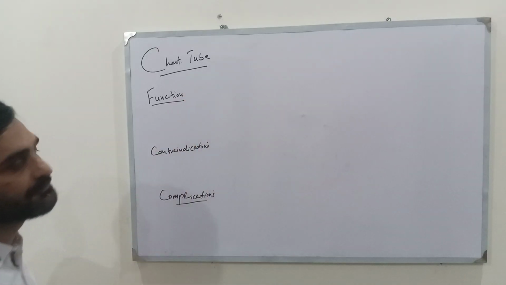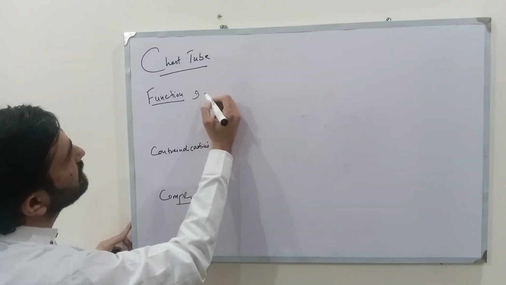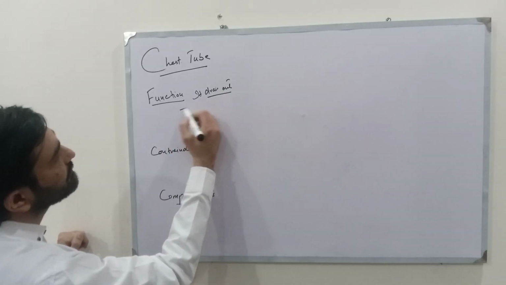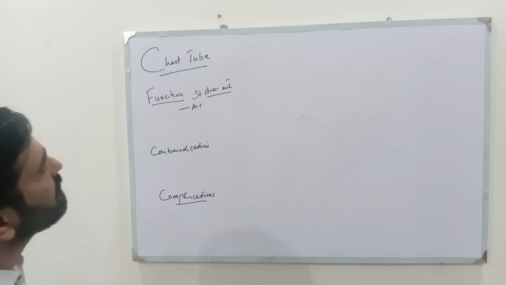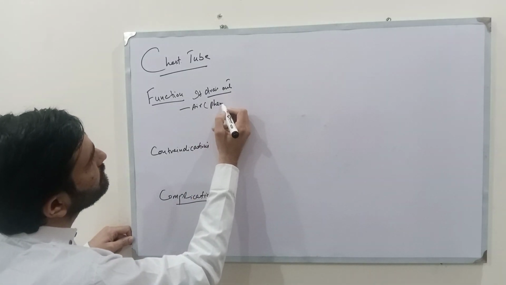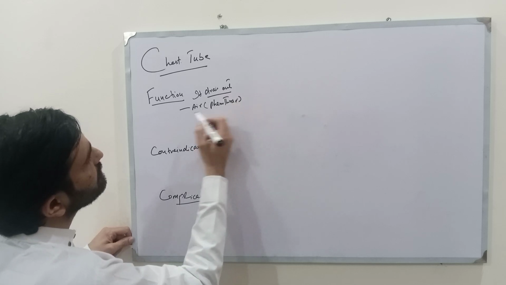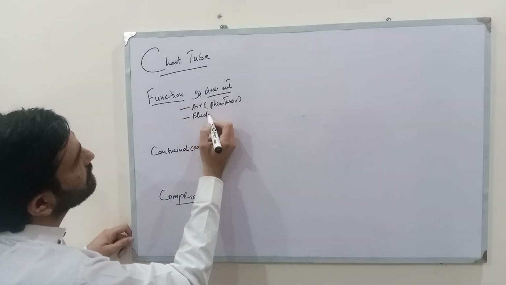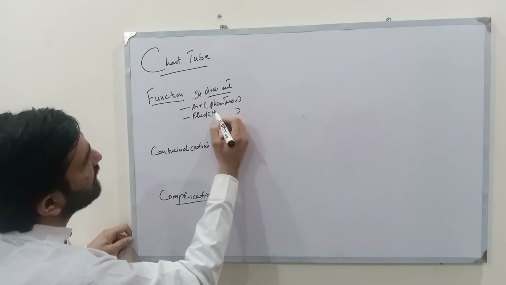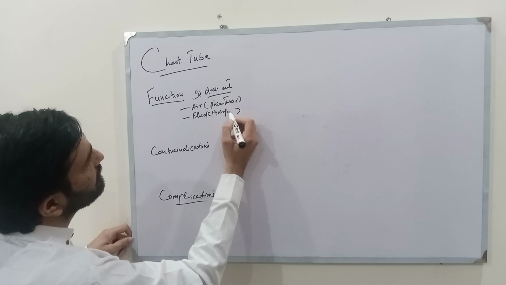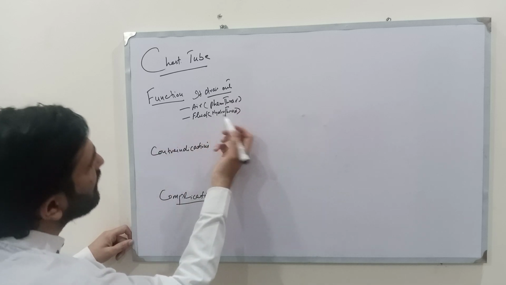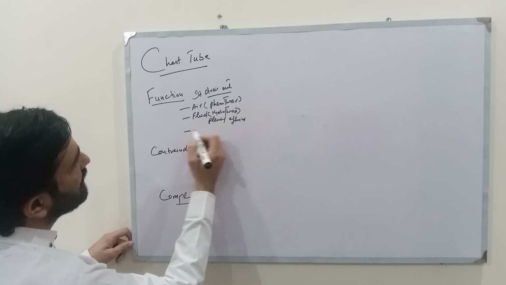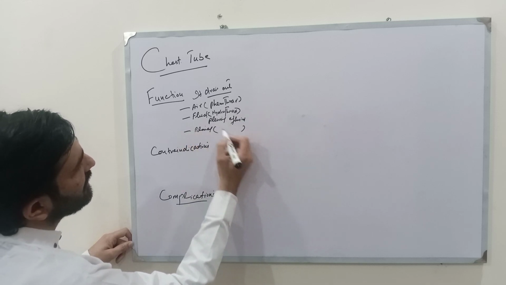So what is the function of chest tube? It drains out air from the pleural space, which is called pneumothorax, or it drains out fluid, which is called hydrothorax, or pleural effusion, or blood, called hemothorax.